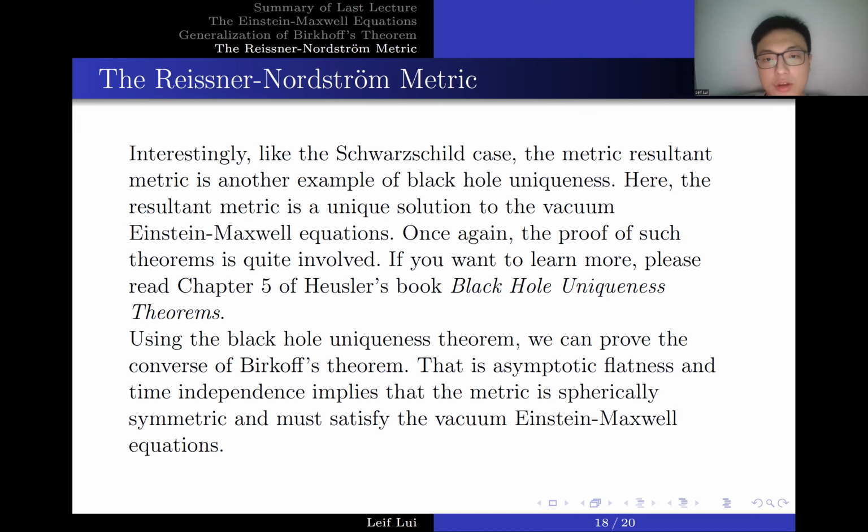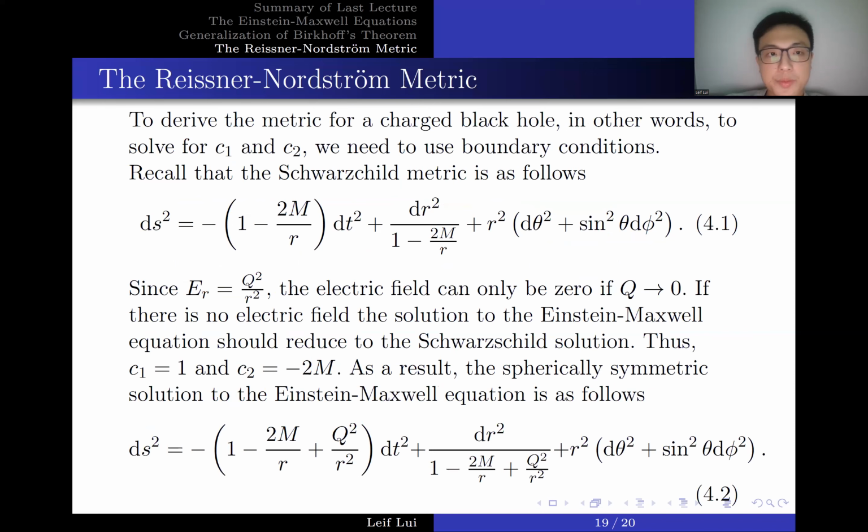And using the uniqueness theorem, we can prove the converse of Birkhoff's theorem, that asymptotic flatness and time independence imply that the metric is spherically symmetric and must satisfy the vacuum Einstein-Maxwell equations. Now, to derive the metric for a charged black hole, in other words, to solve for C1 and C2, we can use a boundary condition.